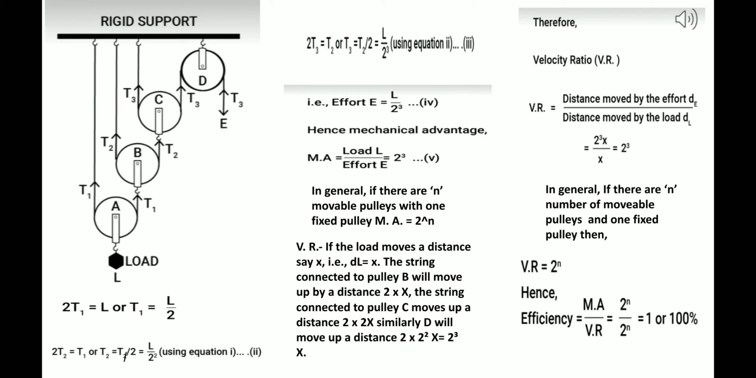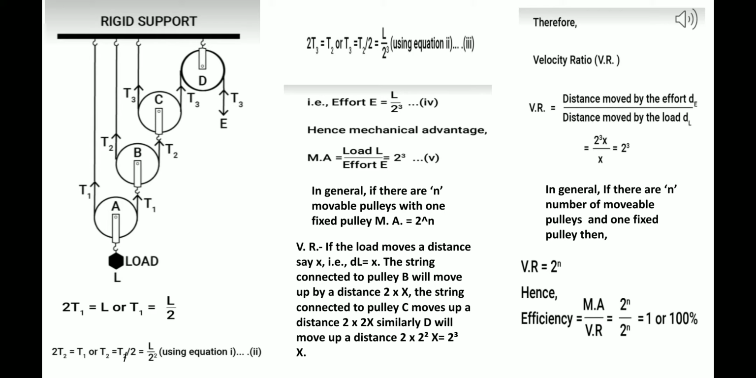Okay. So now let us see what is the mechanical advantage, and for mechanical advantage we have to find out the load and effort in the same terms. So now let the load be L and effort be E. Now, as you can see here, load is balanced by twice the tension. So T1 plus T1, that means 2T1 is equal to L, or T1 is equal to L by 2.